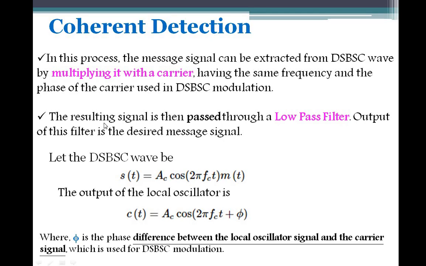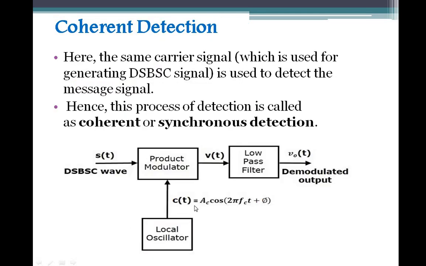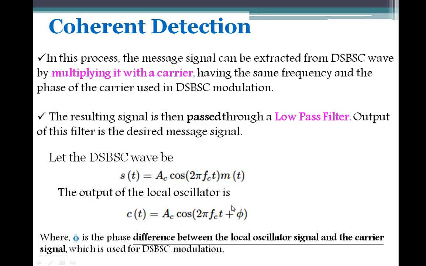Okay, so what was your DSBSC signal? I hope you all remember what we have seen. DSBSC signal is nothing but your S of t equals Ac cos(2 pi fc t) into m of t. This we have seen, right? This is the DSBSC signal. Now the output of the local oscillator, what we have seen? We have already seen the output of the local oscillator is Ac cos(2 pi fc t + phi).